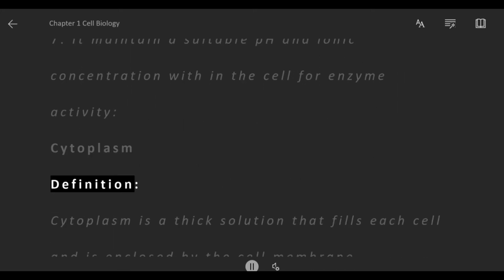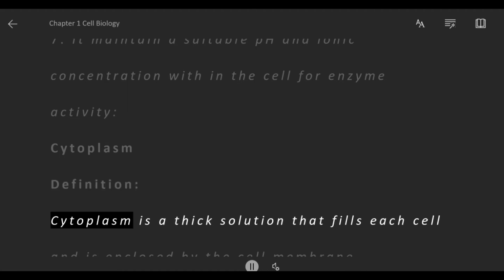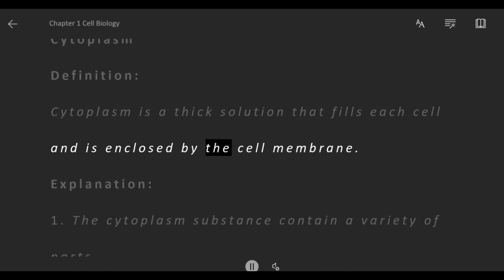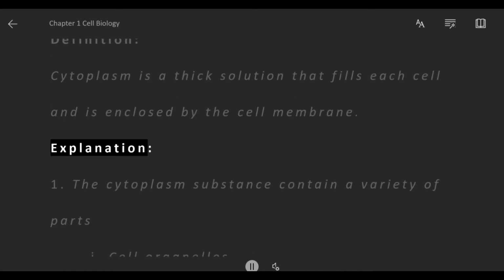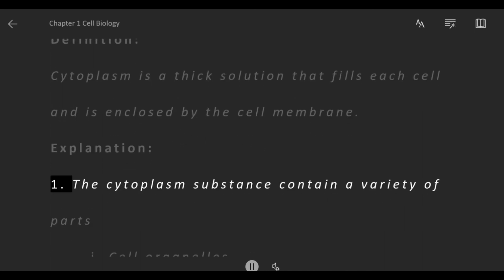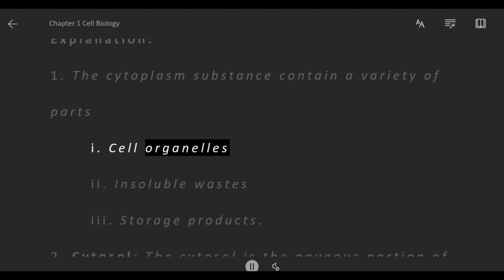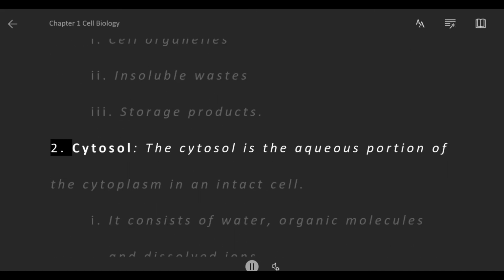Cytoplasm. Definition. Cytoplasm is a thick solution that fills each cell and is enclosed by the cell membrane. Explanation. 1. The cytoplasm substance contains a variety of parts: 1. Cell organelles. 2. Insoluble wastes. 3. Storage products. 2. Cytosol.